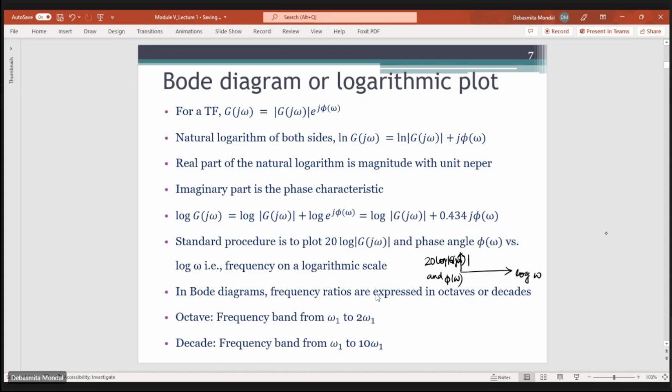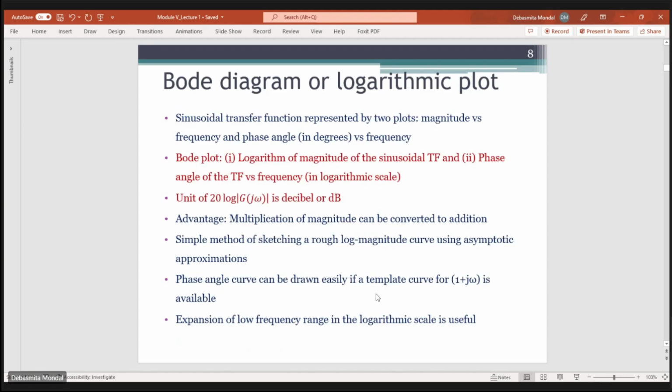In Bode diagrams, generally the frequency ratios are expressed in octaves or decades. Octave means if the frequency band ranges from omega 1 to twice omega 1, then that is known as 1 octave. So 1 octave means frequency varying from omega 1 to 2 omega 1, and 1 decade means the frequency range between omega 1 and 10 times omega 1. So 10 times it is increasing.